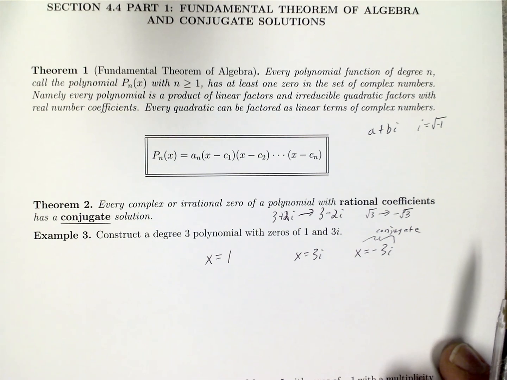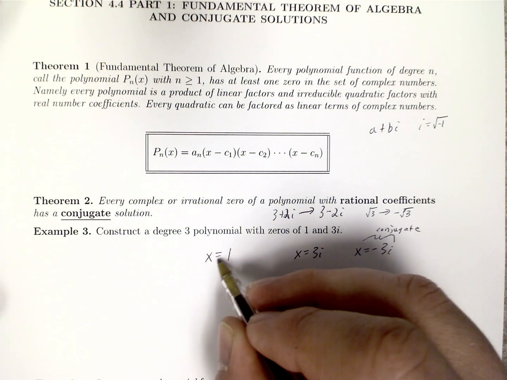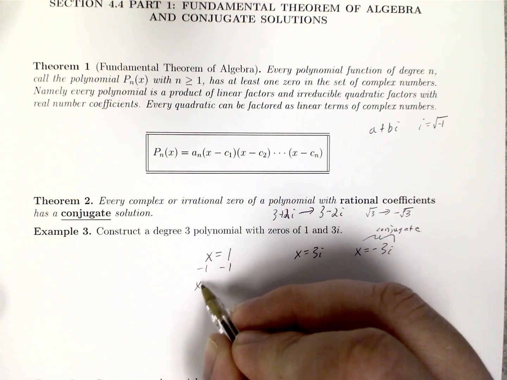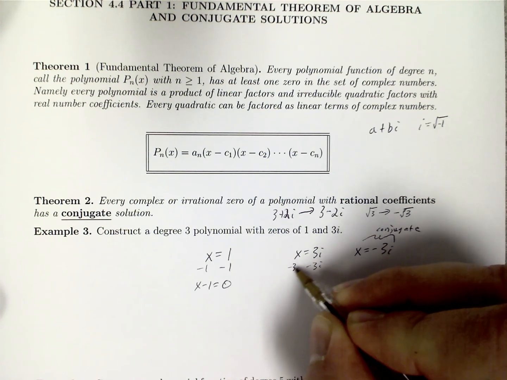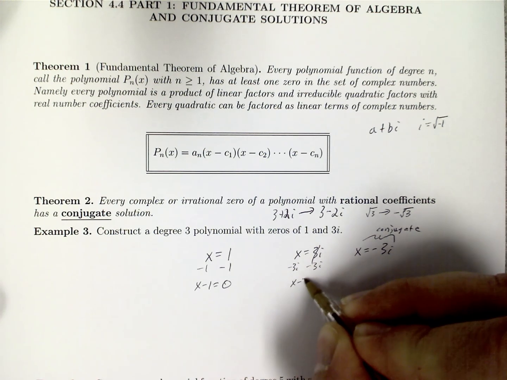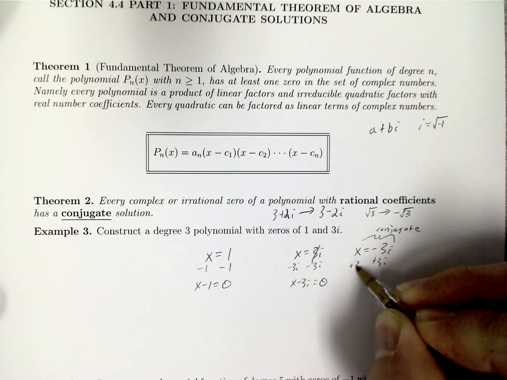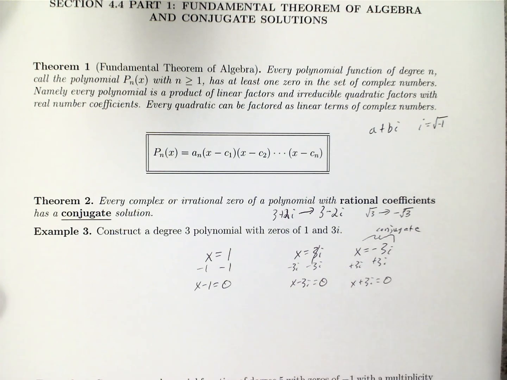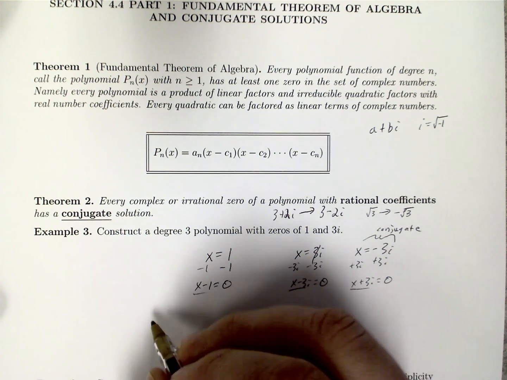So what can we do? Well, we can work backwards. We try to get one side equal to 0. So we're going to subtract 1 here, so x minus 1 equals 0. Subtract 3i from both sides: x minus 3i equals 0. And then add 3i in this case to both sides, so we get x plus 3i equals 0. And these are the factors.